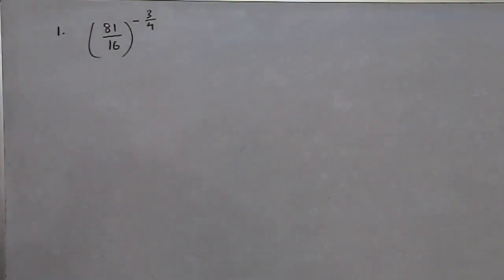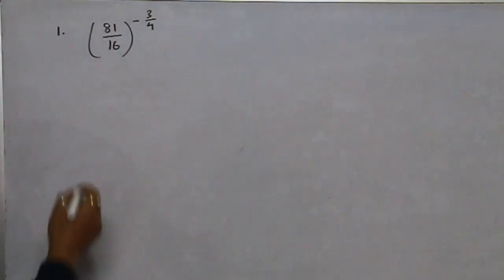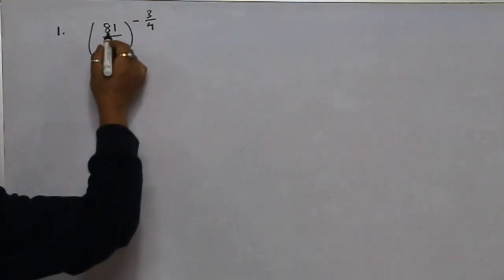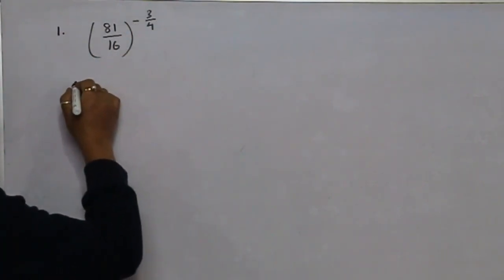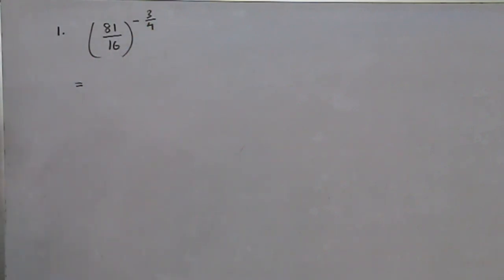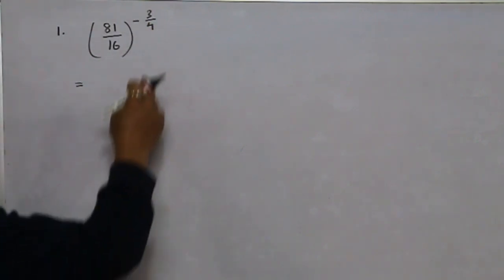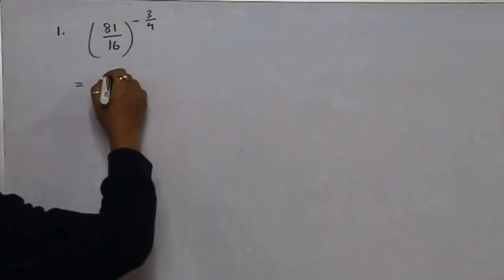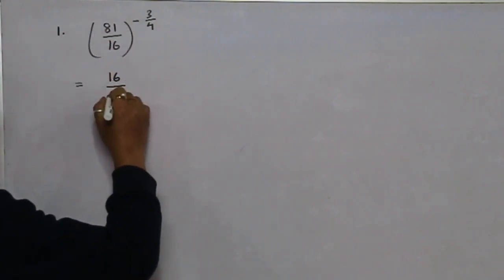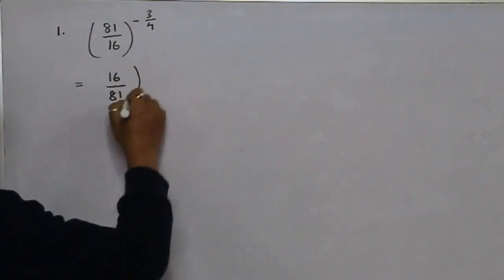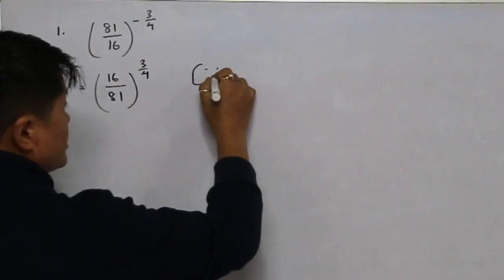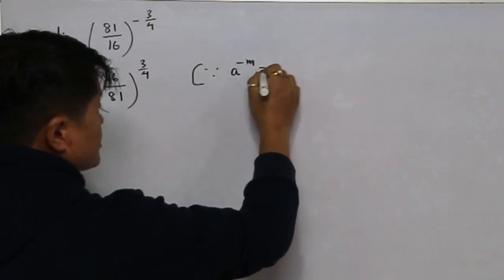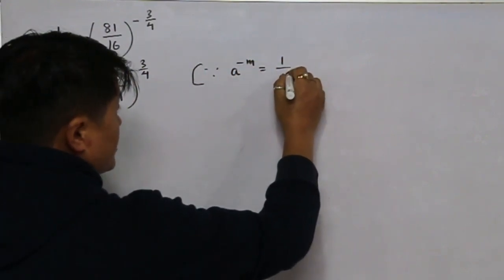Let's solve some questions to understand the laws of indices in a better way. Question number 1, 81 divided by 16, whole to the power minus 3 by 4. Here if you have noticed, the power is negative. In order to make this positive, we will take the reciprocal of the base, 16 upon 81, whole to the power 3 by 4. We have done this earlier: a to the power minus m is equal to 1 by a to the power m.